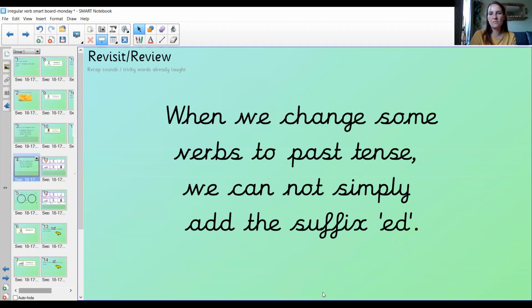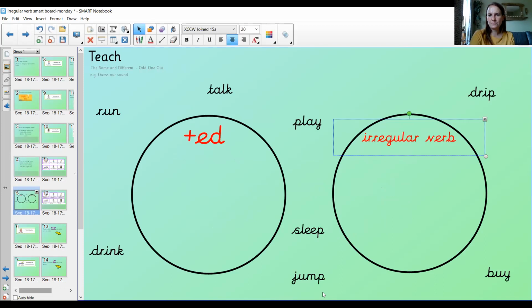So when we change some verbs to past tense, we cannot simply add the suffix ed. Now, lots of verbs that we use can use that rule, and we would just use an ed to make it into the past. So for example, play would become played with an ed suffix. So let's just have a look at some of those now.